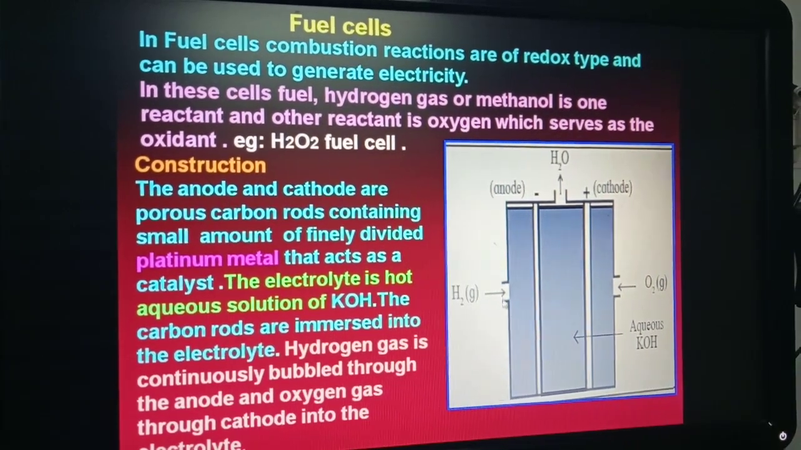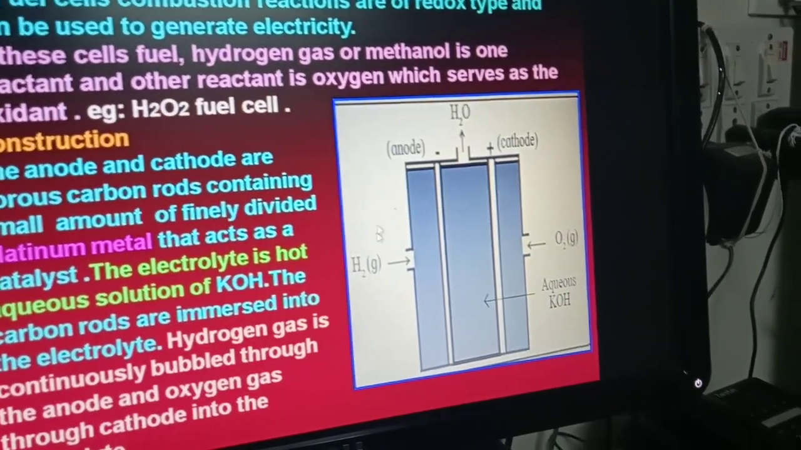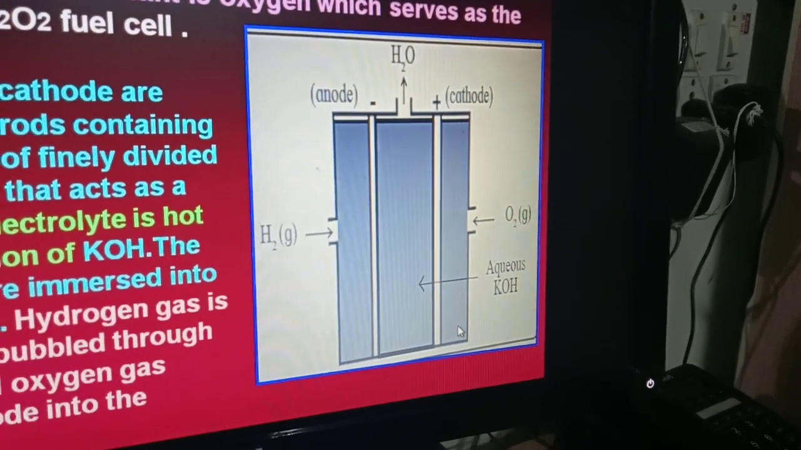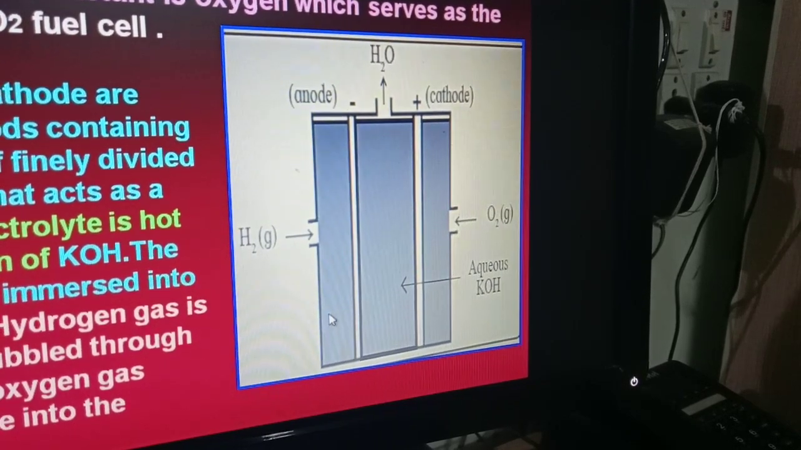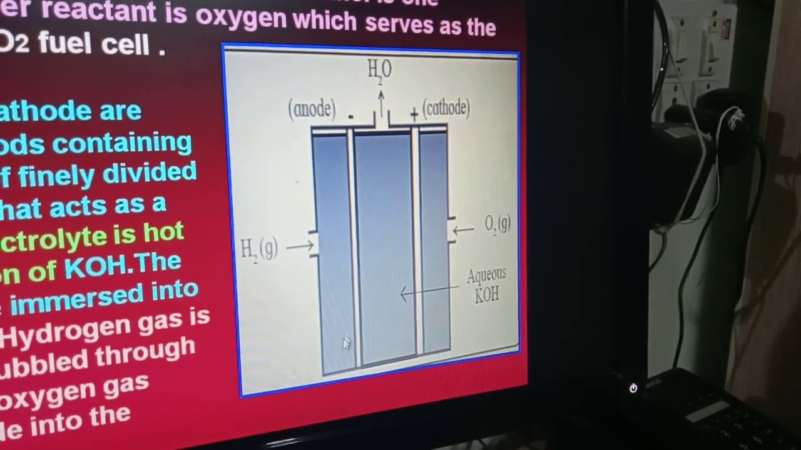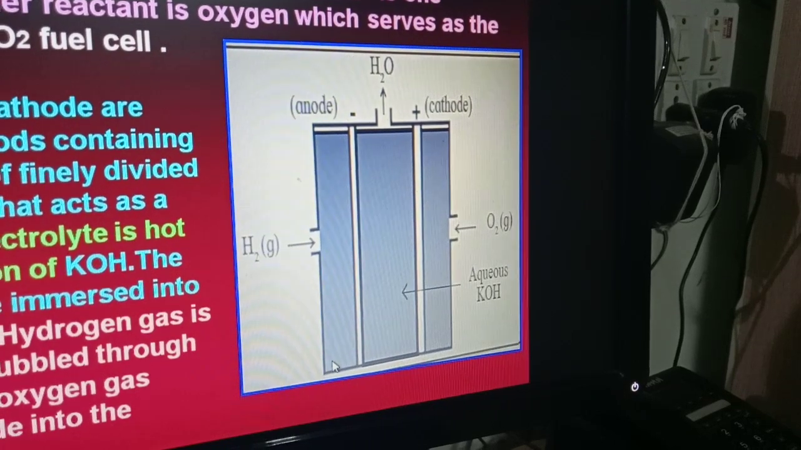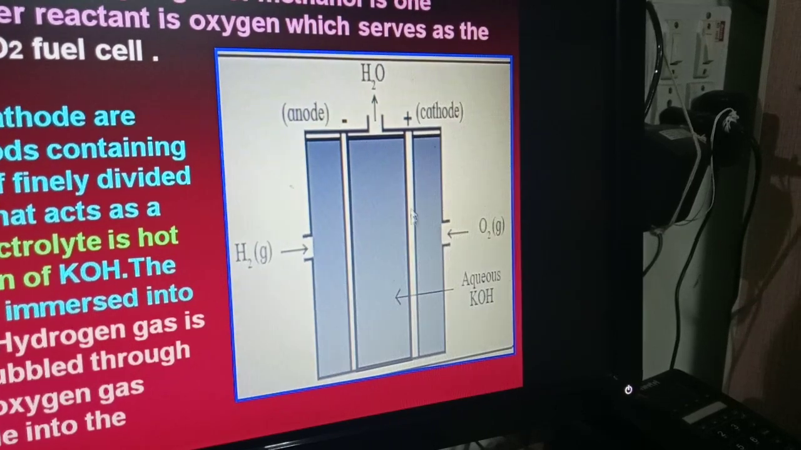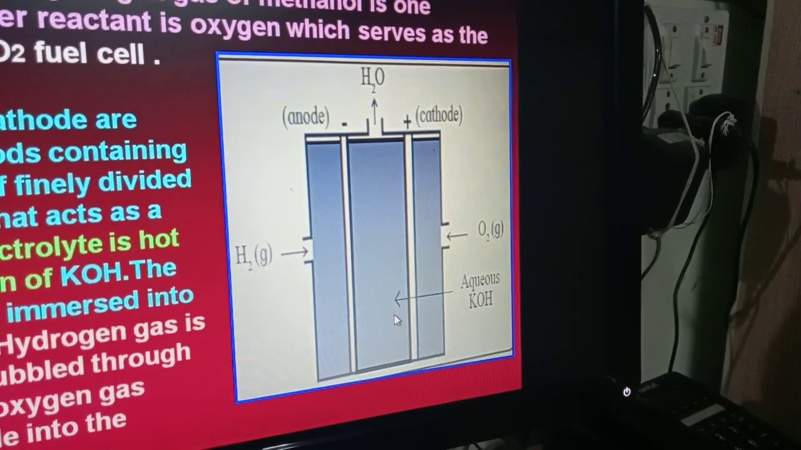Now let us study the H2O2, hydrogen oxygen fuel cell. In the figure, you find the anode and cathode are carbon rods which are porous in nature, and they contain a small amount of finely divided platinum metal over them that serves as a catalyst. The electrolyte is hot aqueous solution of KOH. The carbon rods are immersed into this electrolyte.